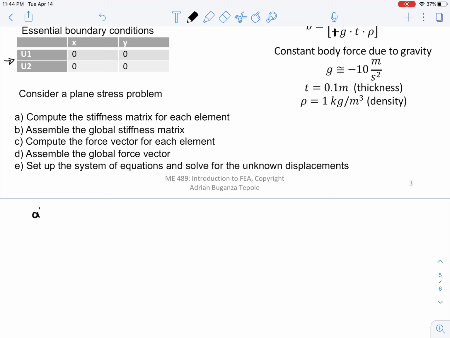So in order to assemble the system of equations, we're going to do the thing that we always do, which is we have the mesh and everything. We're going to do part A, which is we need the stiffness matrix for the two elements.